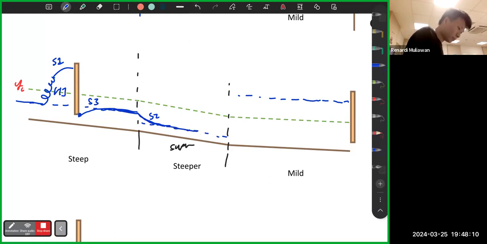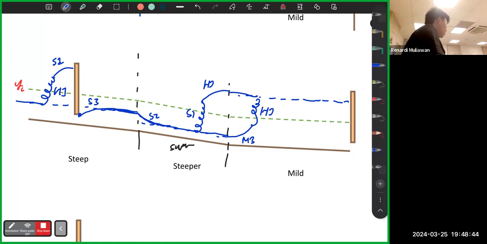Next one we have mild. So here is a supercritical flow. Here's a subcritical flow. In that case, super to sub, you have hydraulic jump. So for this one, you have two possibilities. It can go like this, S1, or M3 hydraulic jump. Both are okay. So S1 hydraulic jump, M3 hydraulic jump. Then goes to here, and then here's a dam, right? So it goes to M1.